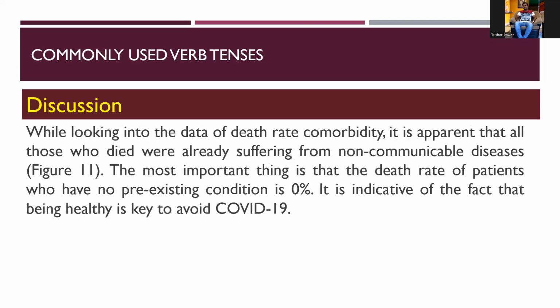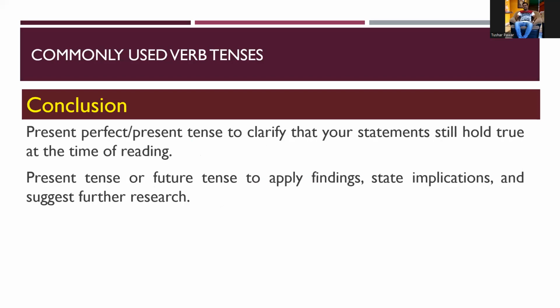Okay, so here is one paragraph. By looking into the data of death rate, comorbidity, it is apparent that all those who died were already suffering from comorbidities. So you are giving your own opinion. Okay, the most important thing is that the death rate of patients who have no pre-existing condition is 0%. It is indicative of the fact that being healthy is the key to COVID. Okay, so note these things.